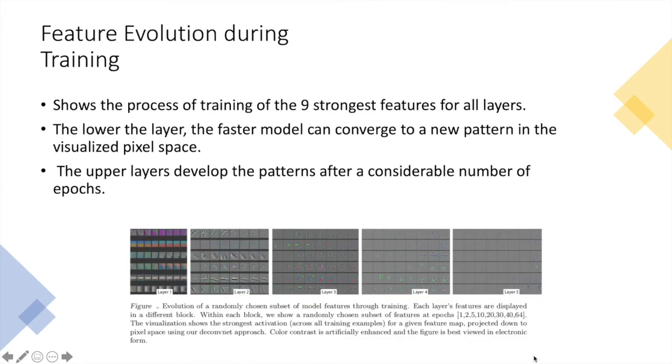This figure shows the evolution of the 9 strongest feature maps across all layers. For the lower layers, the patterns develop sooner and in a smaller number of epochs, but it takes a while for the patterns in the higher layers to develop because they are more complex. Here we can see how many epochs were necessary for the patterns to develop in different layers. At the first epoch we could already see the edges in the first layer, but it took 64 epochs for the patterns at the fifth layer to appear.